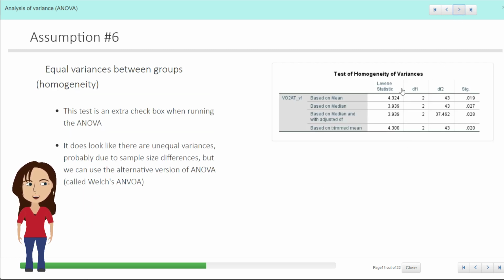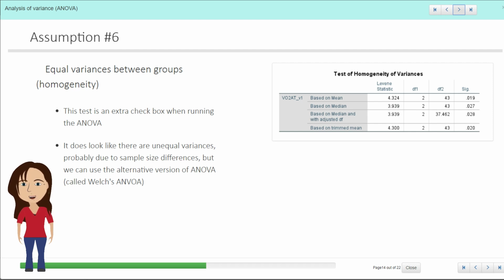So if we run this test for homogeneity of variances, and we get a few versions of it, we can see that we do have some evidence that there is a difference in the variation between the 3 samples. So we're going to use the modified ANOVA, which is called Welch's ANOVA.